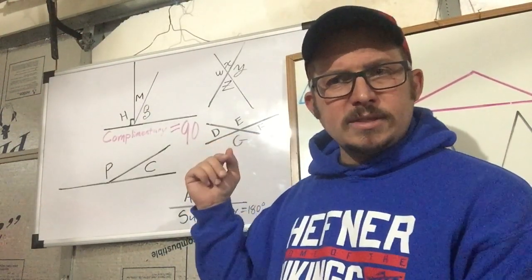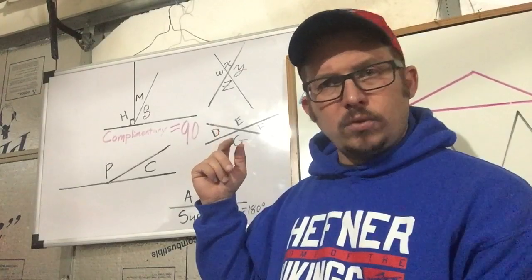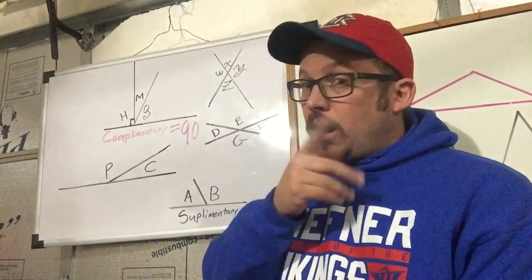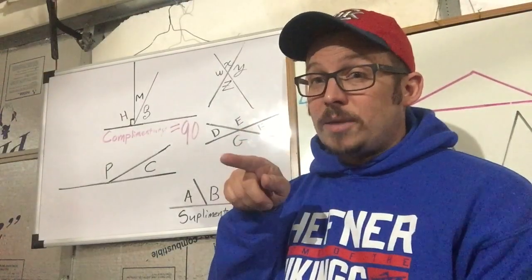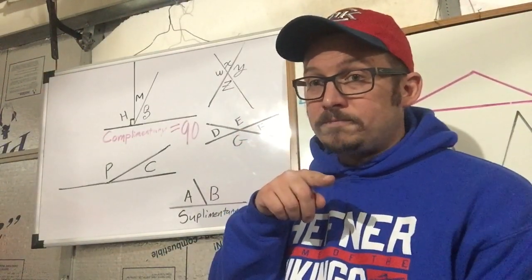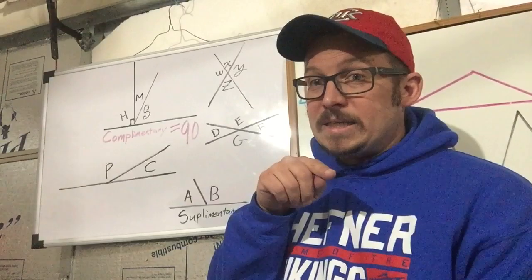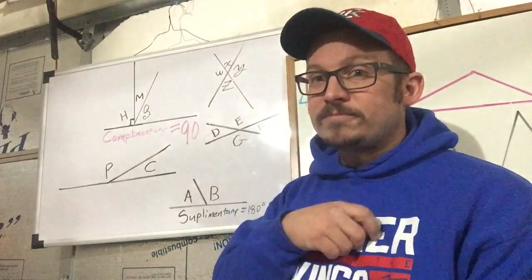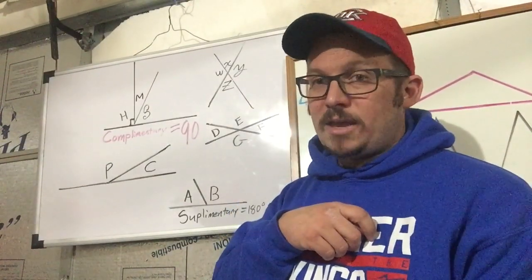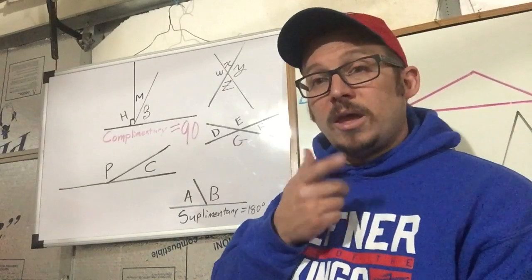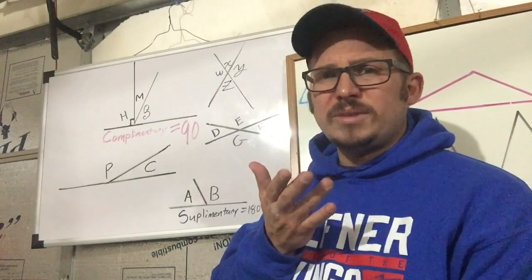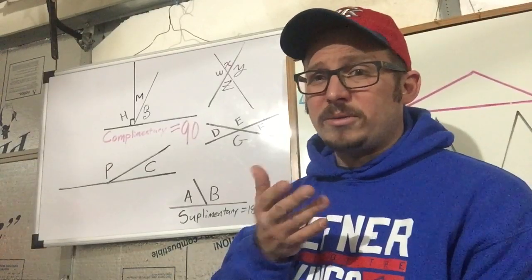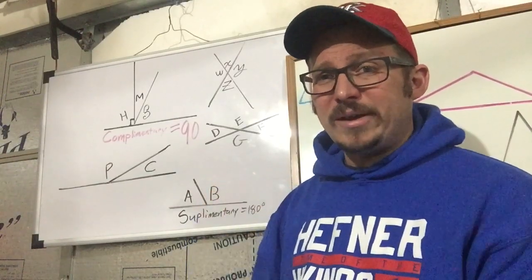Is Y the same as Z? They're both in vertical relationships, but they're not in vertical relationships with each other. So, since W is the same as Y, Z and X, they're the same. If we know Z, can we figure out what Y is? Well, yeah, because they're supplementary angles. Look, they make a straight line together.